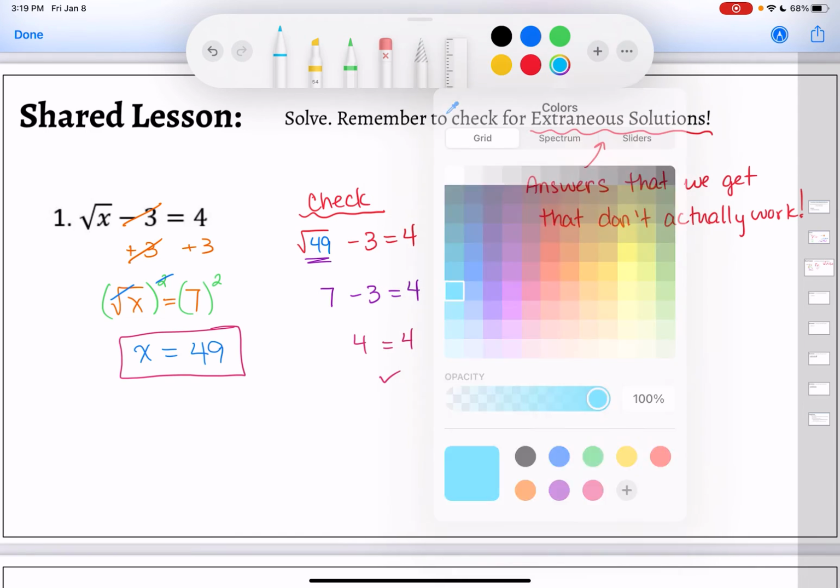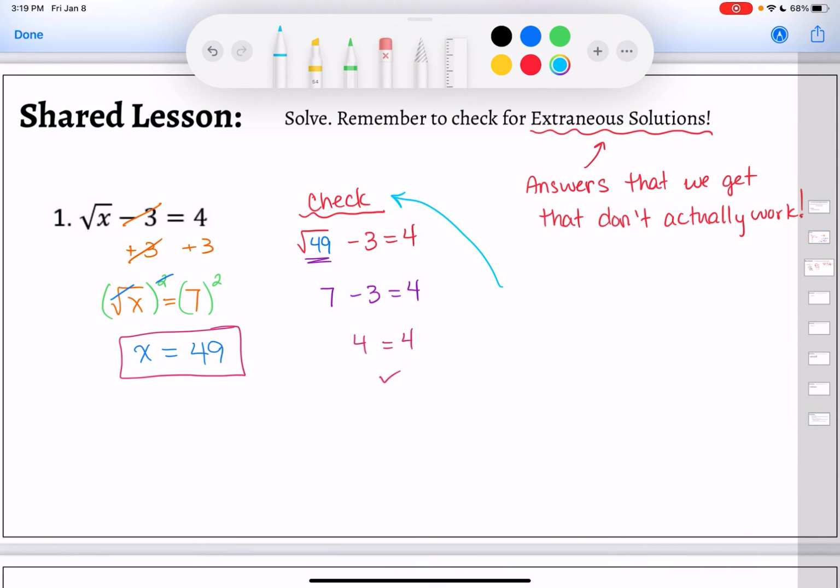So please just remember when you're checking your solutions, plug into the original equation and use order of operations to see if the left equals the right, okay? Don't resolve the equation. All right, so that's the idea, right? Is to get that square root by itself, square both sides to undo that square root, and then make sure that you plug your answer back into the original equation to make sure it works. That's what we mean by checking for extraneous solutions.